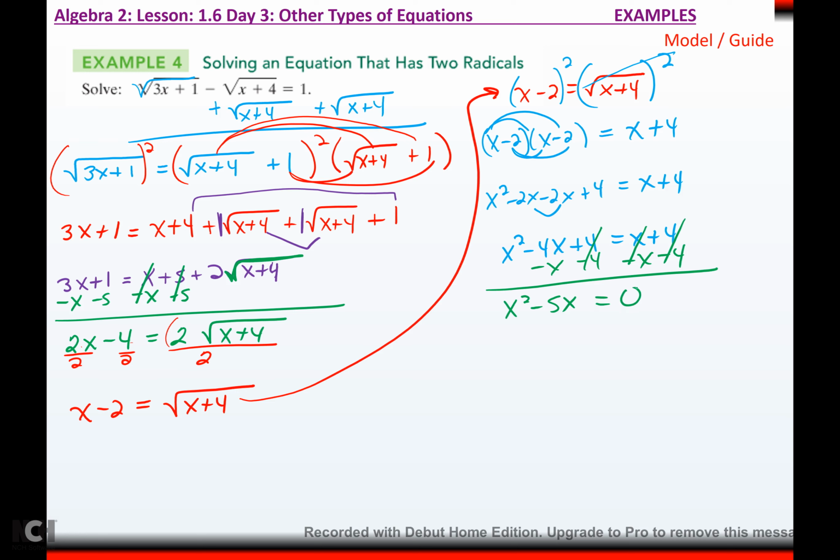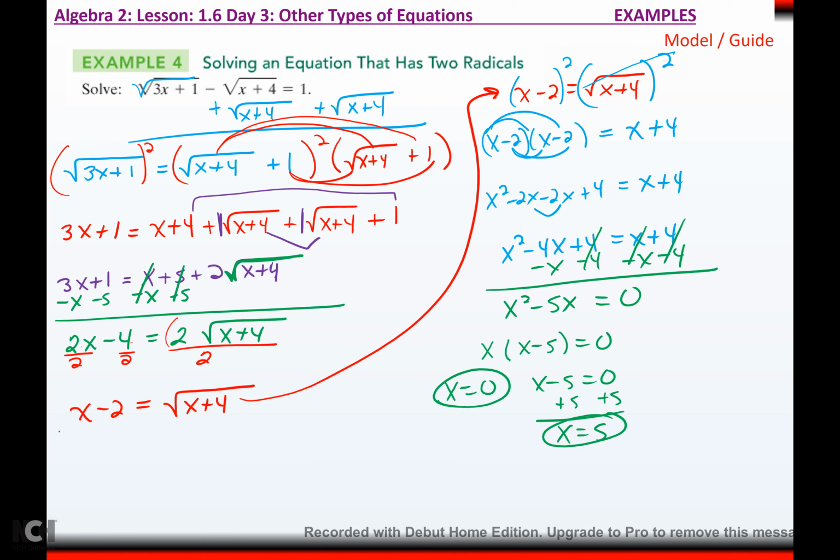To solve this one, I'm going to factor. I can factor out an x, which would leave x minus 5. Set them to 0. This one's already done. Add 5, x equals 5. Those are my solutions unless they don't work.